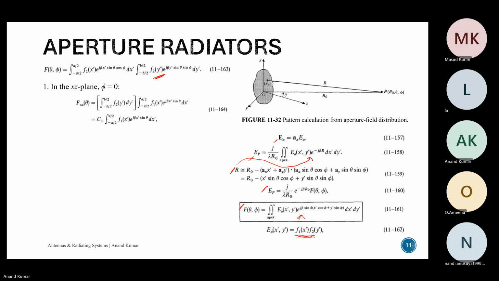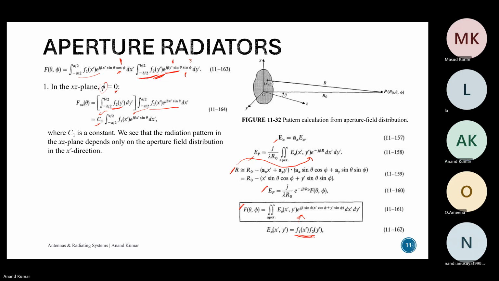And now for the xz plane we will have phi equal to 0. If we substitute this over here, this cos phi becomes cos 0, which is 1, and this particular expression will be here, and sine phi is 0. So this exponential will become 1, and then this integral will be some constant c1 over here. This integral becomes some constant, and this integral becomes this over here. So we see that the radiation pattern in the xz plane depends only on the aperture field distribution in the x direction.